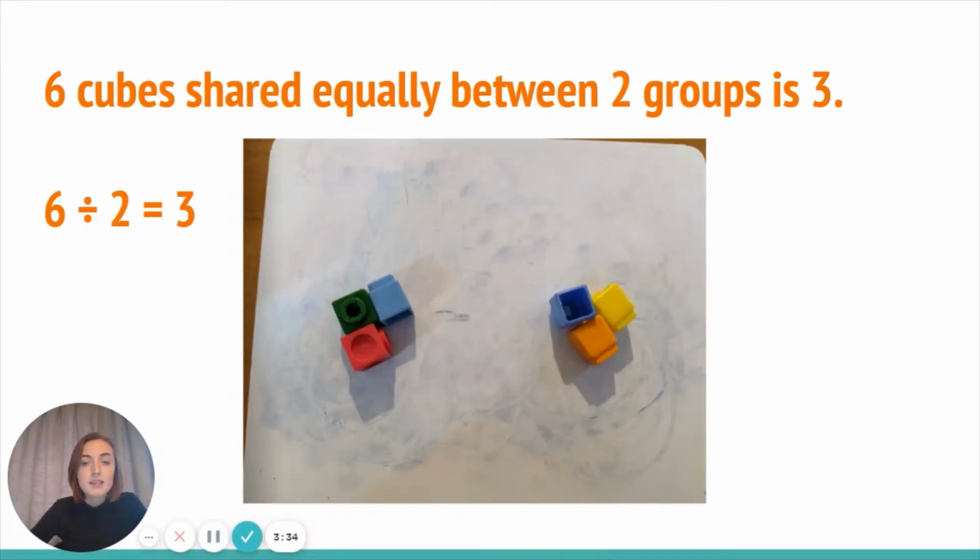For example, here's the first picture we looked at. I have shared 6 cubes equally between 2 groups, and I found out that that meant they had 3 each. To write that as a number sentence, I would write 6 divided by 2 equals 3. 6 cubes shared between 2 groups equals 3 each. 6 shared by 2 equals 3. So it is just an easy way to write this as a number sentence.